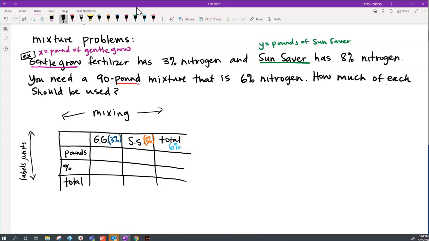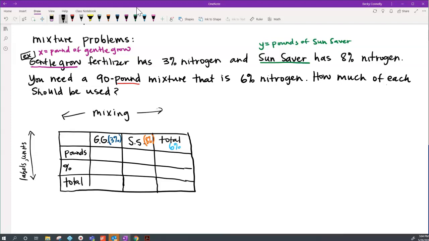Okay, so first off, getting that set up sometimes is the hardest part for some students. They get so lost and aren't sure how to set it up. So remember, it's the stuff that you're mixing across the top and then your units and labels down the side. Now let's just fill in the things that we know.